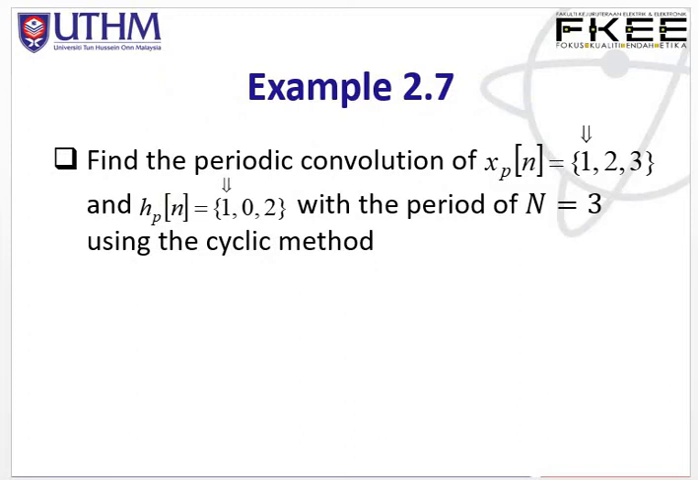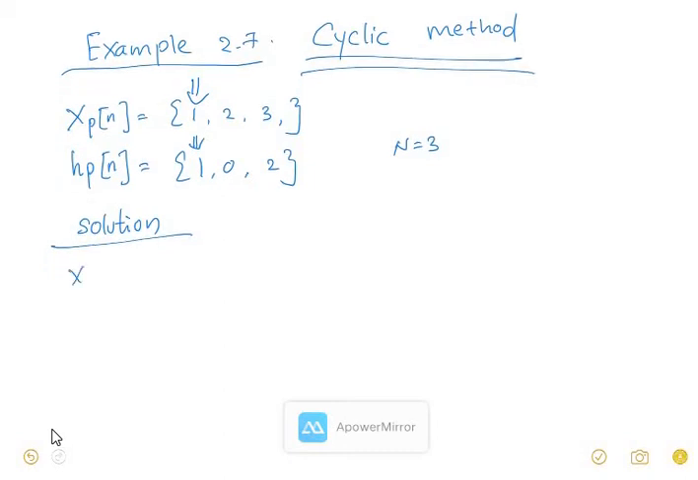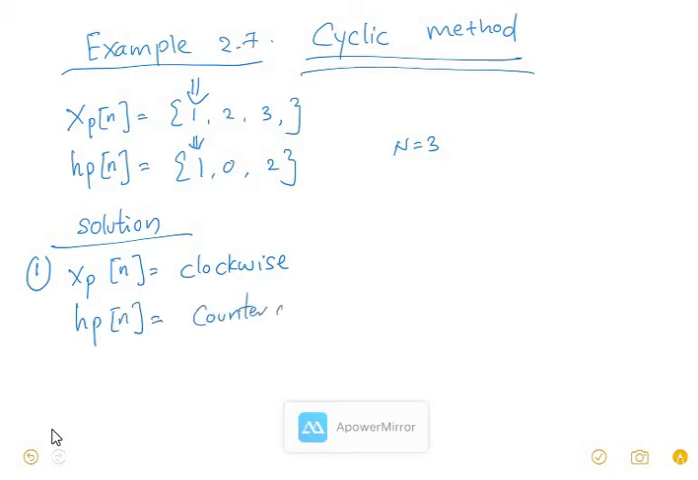Now let's look at the example. Find the periodic convolution of xp(n) = 1, 2, 3 and hp(n) = 1, 0, 2 with the period of n equal to 3 using the cyclic method. In order to solve this question, we have a few steps to follow. First of all, xp(n) is clockwise, and then hp(n) is counterclockwise.